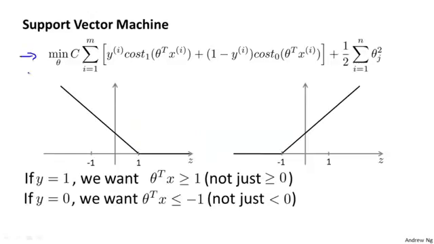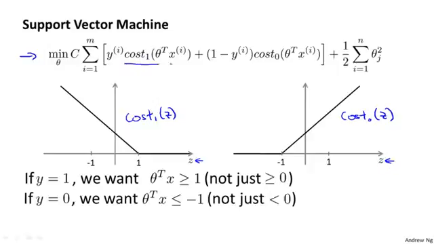Here's my cost function for the support vector machine, where on the left I've plotted my cost 1 of z function that I use for positive examples, and on the right I've plotted my cost 0 of z function, where I have z on the horizontal axis. Now let's think about what it takes to make these cost functions small.